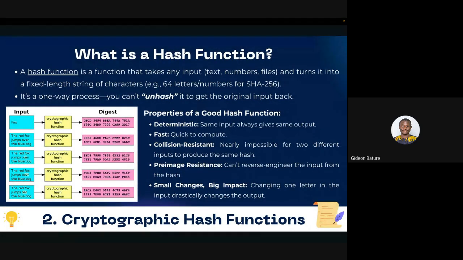I believe some of you must have heard of reverse engineering. It will be hard to take the result of your hashing and work it back to get what the input is. So that is one beautiful thing about this hash.